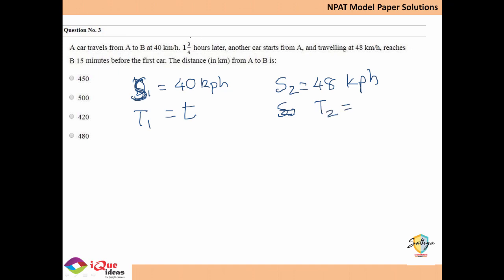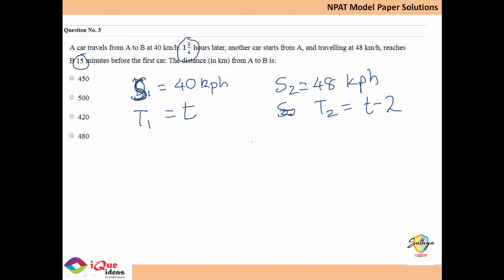Now it started 1 hour 45 minutes late and still reached 15 minutes early. That means it reached 2 hours earlier than the other car. It started 1 hour 45 minutes late and still reached 15 minutes early, which means in total it consumed 2 hours less.